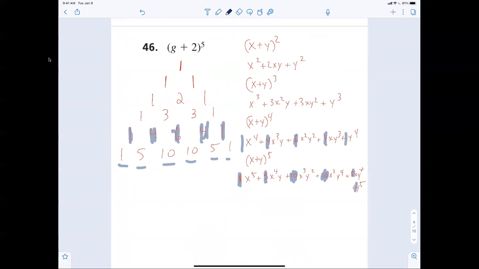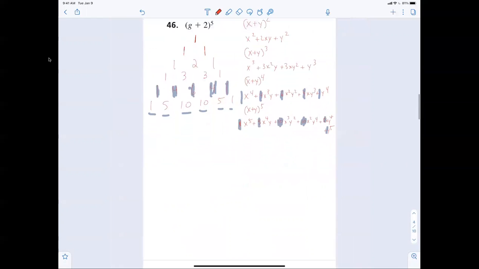There's also another really fascinating thing with these, and you'll learn this in Algebra 2 also. So again, I don't really feel like doing g plus 2 to the fifth, where I have to multiply g plus 2, g plus 2, g plus 2 five times. So here is the shortcut to that.